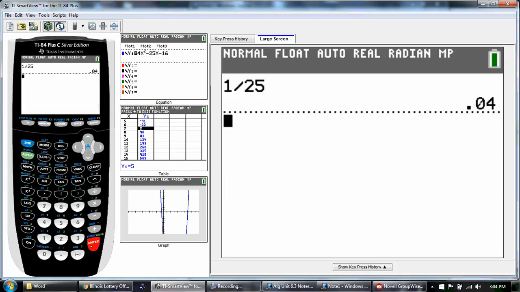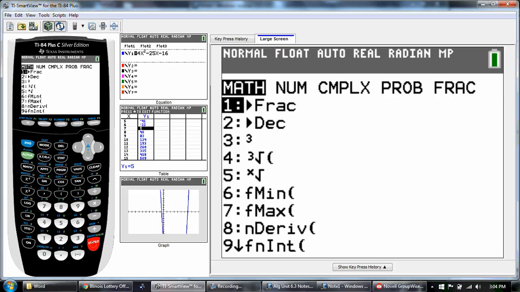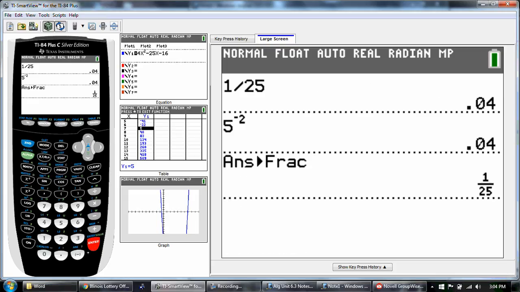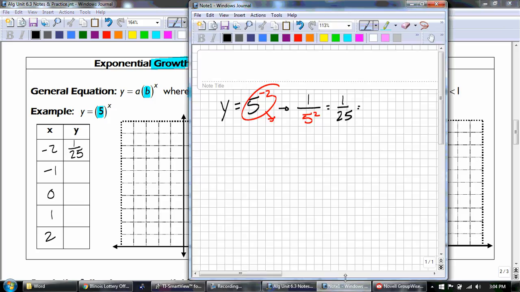Yeah, it equals 0.04. Now, some of you guys actually do have smart enough calculators where you can be super lazy and get it that way, and you can go math, enter, enter to get the fraction. But we just want to let you know that it is possible to do these by hand.